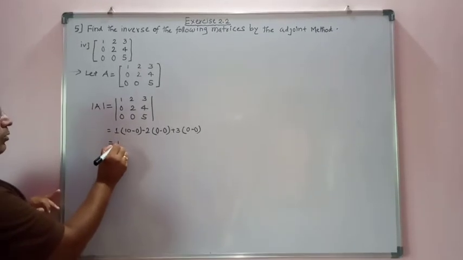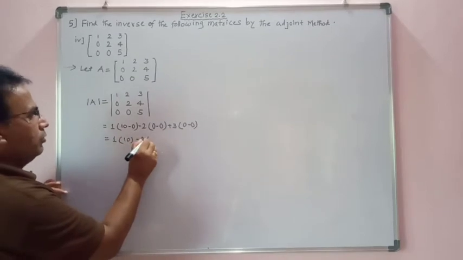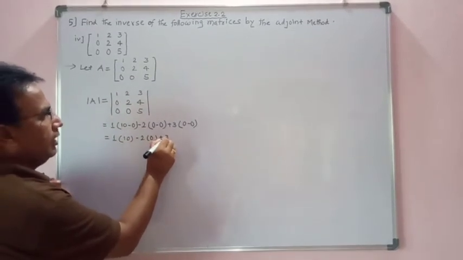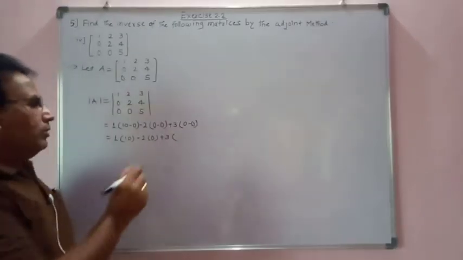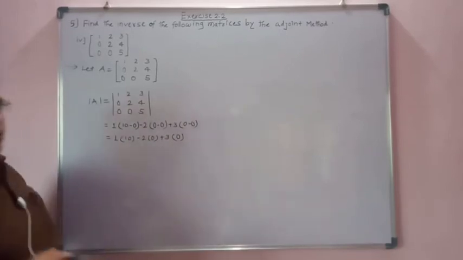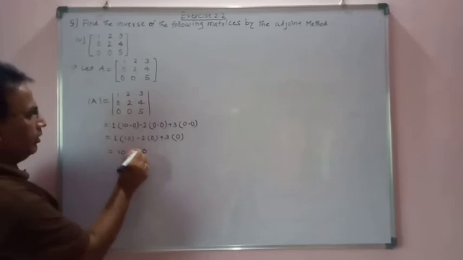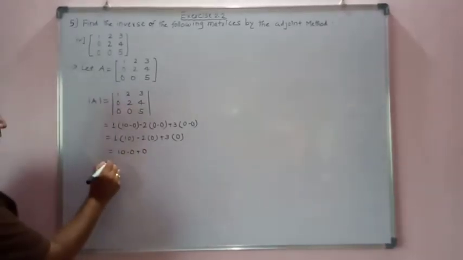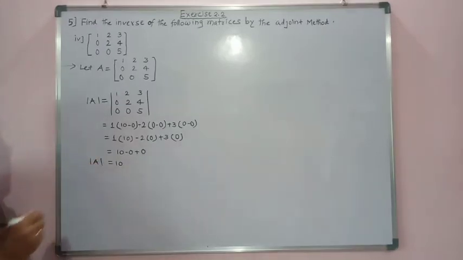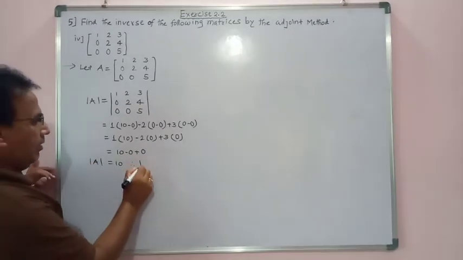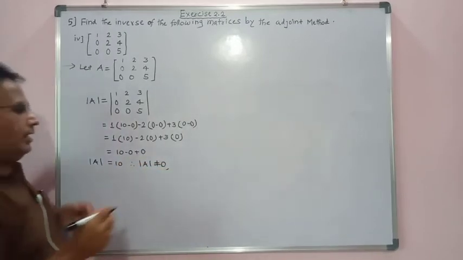Therefore 1 into 10 minus 0 is 10, minus 2 into 0 minus 0 is 0, plus 3 into 0 minus 0 is 0. Therefore 1 into 10 is 10, minus 2 into 0 is 0, and 3 into 0 is 0. Therefore determinant A is 10. Determinant A equal to 10, therefore determinant A is not equal to 0. A is a non-singular matrix.